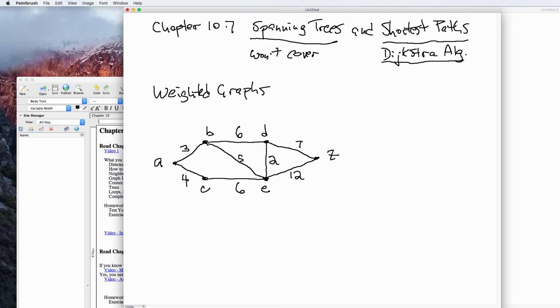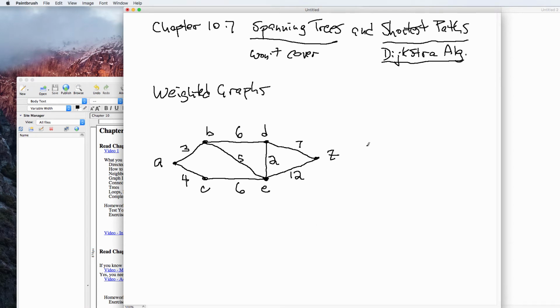This could mean distance. It could mean that from point A to point B is 3 kilometers, and from point A to point C is 4 kilometers. Another interpretation is that this is a network, and the vertices represent routers or switches, and the numbers on the connections between them represent the network traffic. Maybe at this time there might be 3,000 packets on the network between A and B, and 4,000 packets between A and C. So there are a great many different interpretations that you can attach to this.